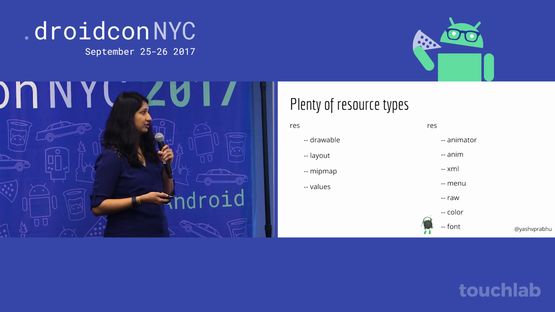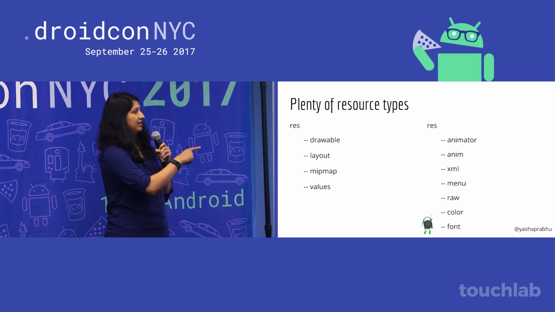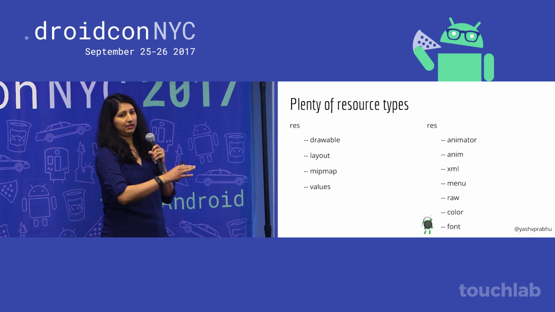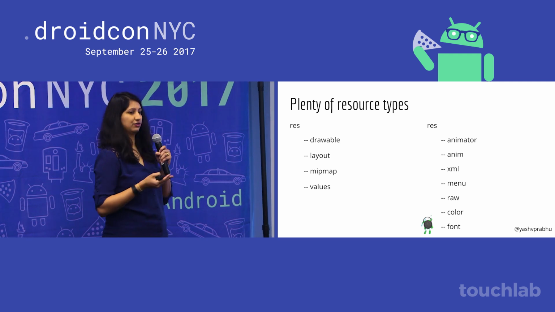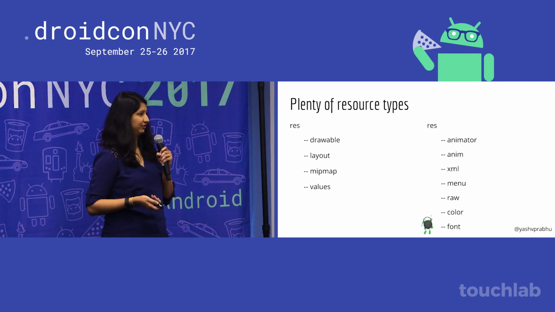There are many more resource types. On the left-hand side, we have the standard ones when you create your application project, but you actually have more of them. You have animator, which is for property animations and custom views. And then you have anim, which is for view animations, which is no longer used.